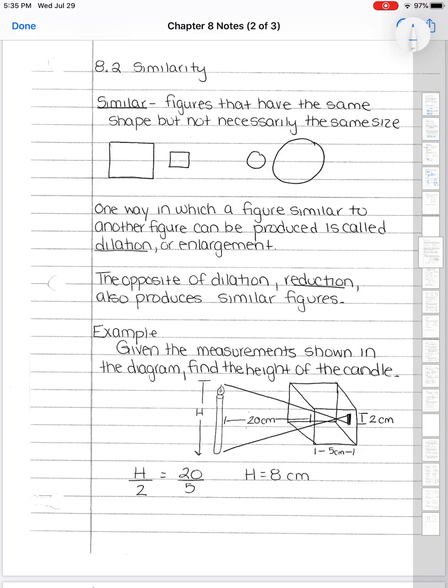So the next section, 8.2, is now going to start us talking about the similarity idea. When we talk about things being similar, we mean figures that have the same shape, but not necessarily the same size. I always like to relate it to going to the eye doctor and getting your eyes dilated. It's the same eyes, it's just that the shape of certain things changes. So the dilation or enlargement would be an example, and the opposite of that would be something being reduced, like a reduction.